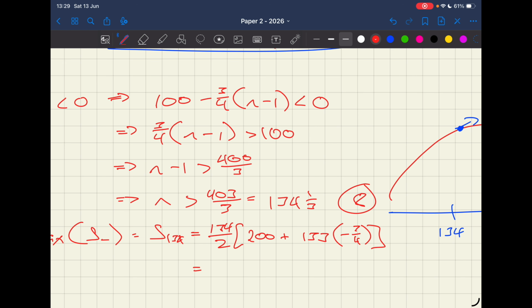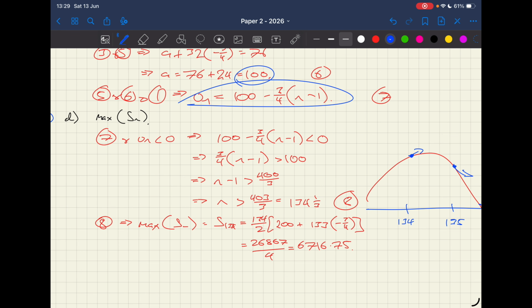Let's sub that all in the calculator, see what we get. 134 on 2, open brackets, 200 plus 133 times by negative 3/4. Close all those brackets, and we get a value of 26867 on 4, which if we get it in terms of decimals, in case you've got that, is 6716.75.